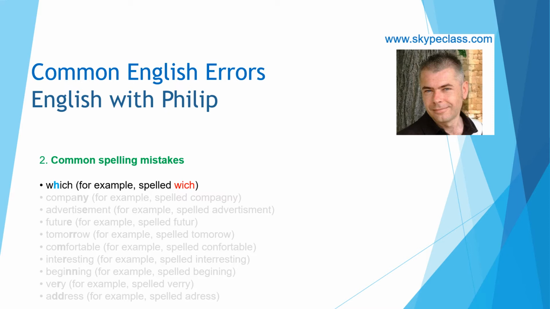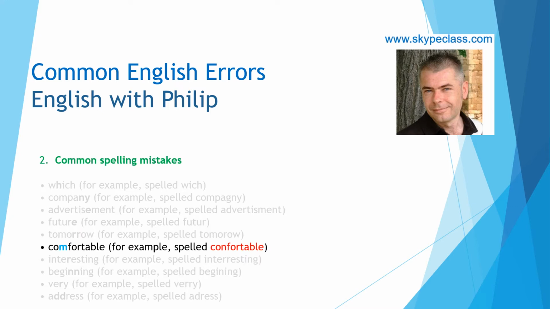Which has a silent H. Because of this, many learners miss out the H when writing. Company has NY at the end instead of GNY. Advertisement has an E after the S. Future has an E at the end of the word. Tomorrow has 2 R's in the middle.